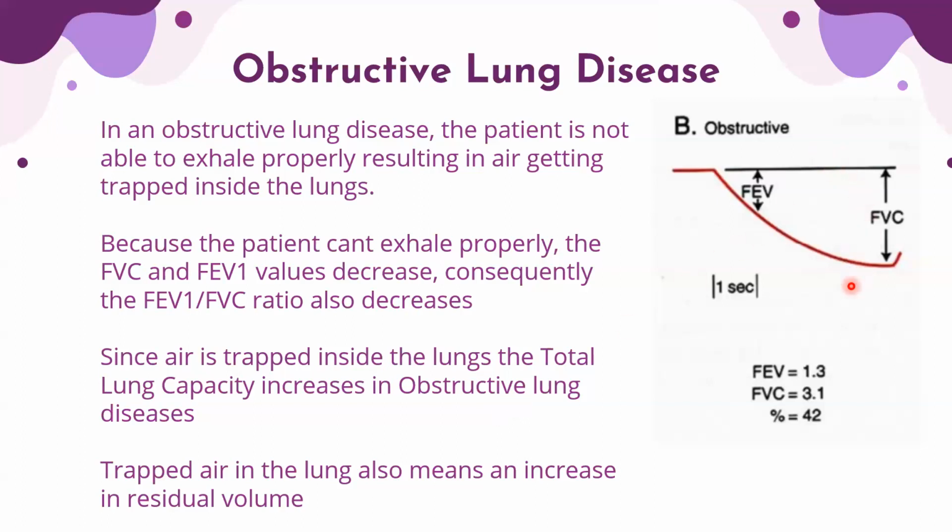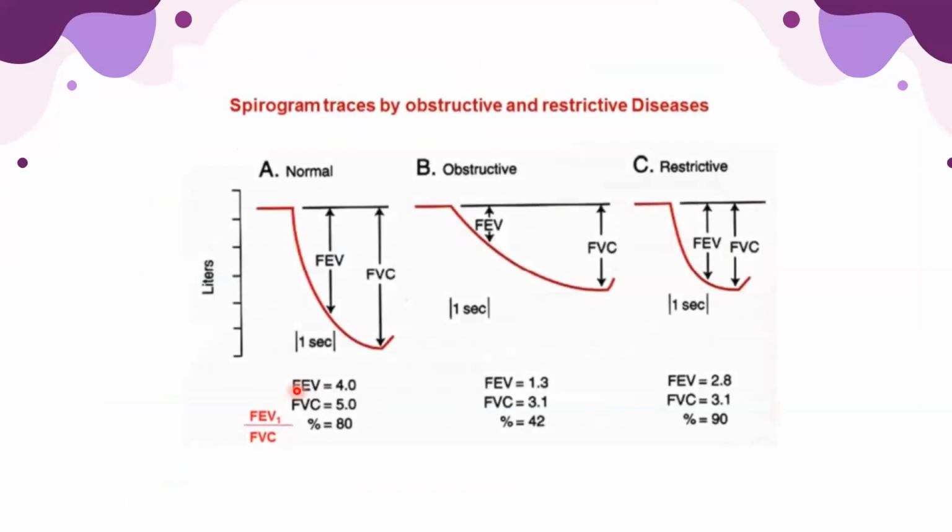FEV1 and FVC basically measure the volume of air the person is exhaling. Because that is decreasing, the ratio of these two values is going to decrease, plus the values themselves are also going to decrease. You see that here. Normally you see FEV1 is like 4.0, FVC is 5. You look here, you see FEV1 has decreased to 1.3. FVC has decreased to 3.1. So of course the ratio also is going to decrease.